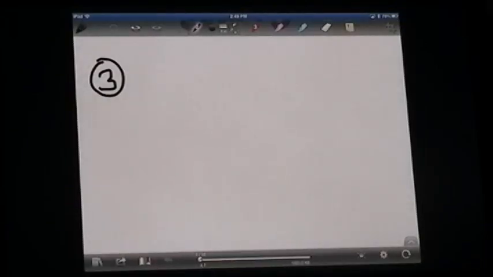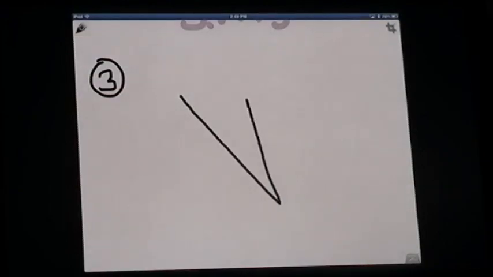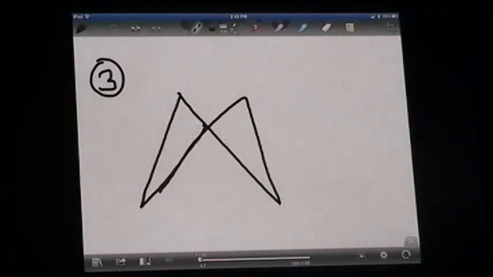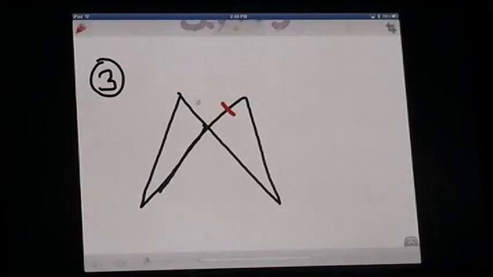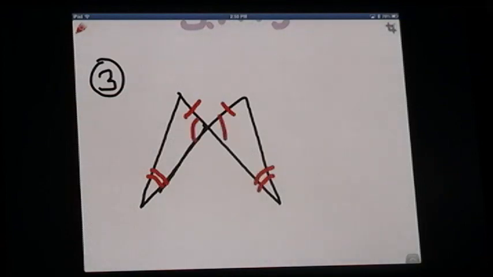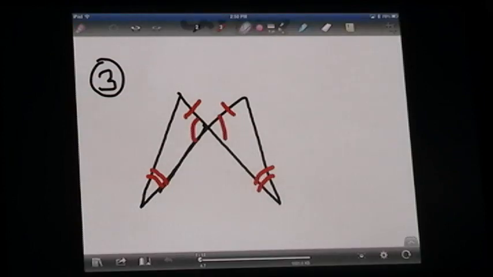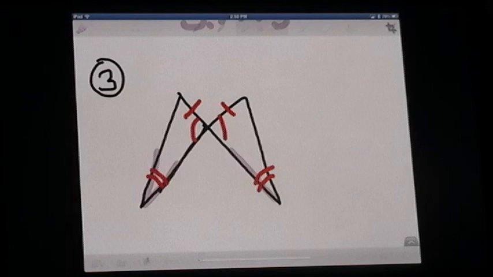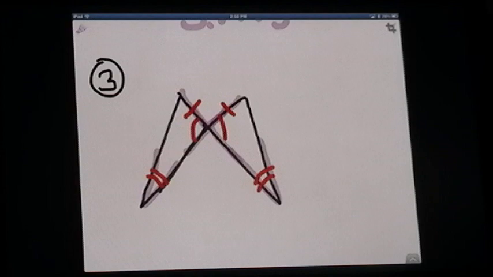Okay, number three looks like a controller for a video game to me. And it has this and this and that. Okay, so we have an angle that's congruent to an angle. Another angle is next in line, and then a side and a side. So this one is angle, angle, side.